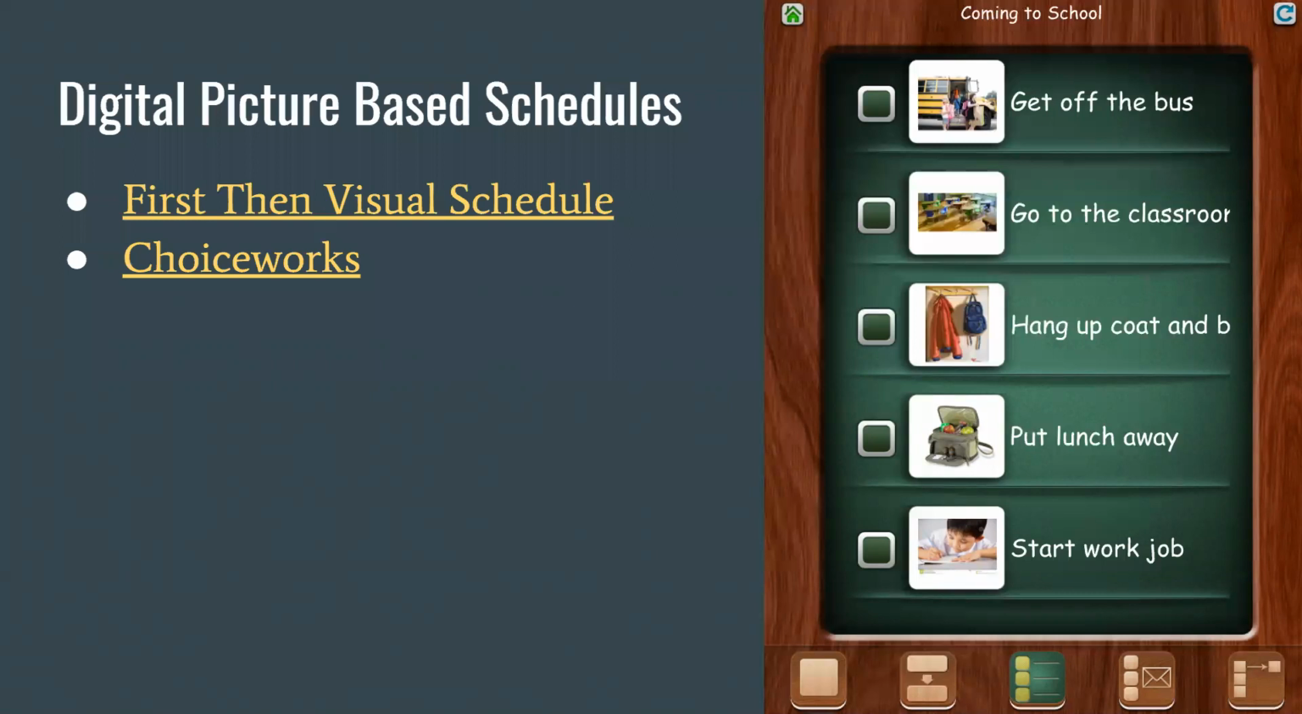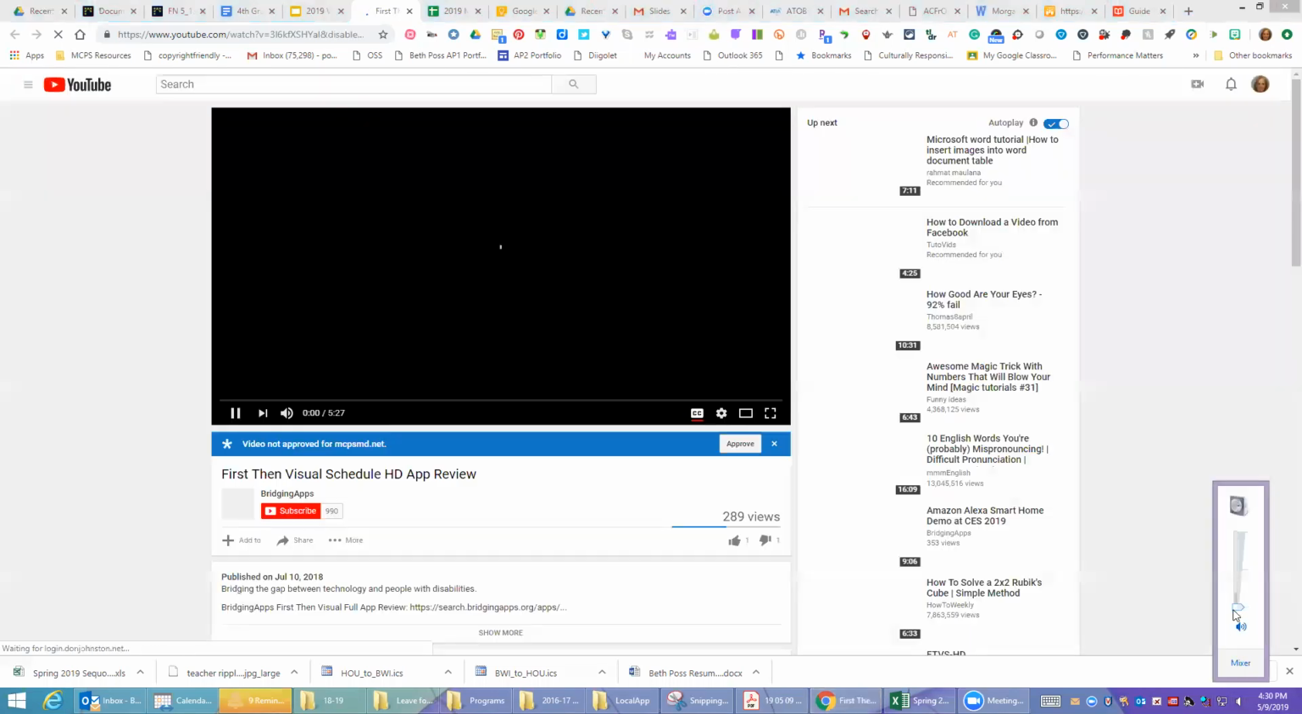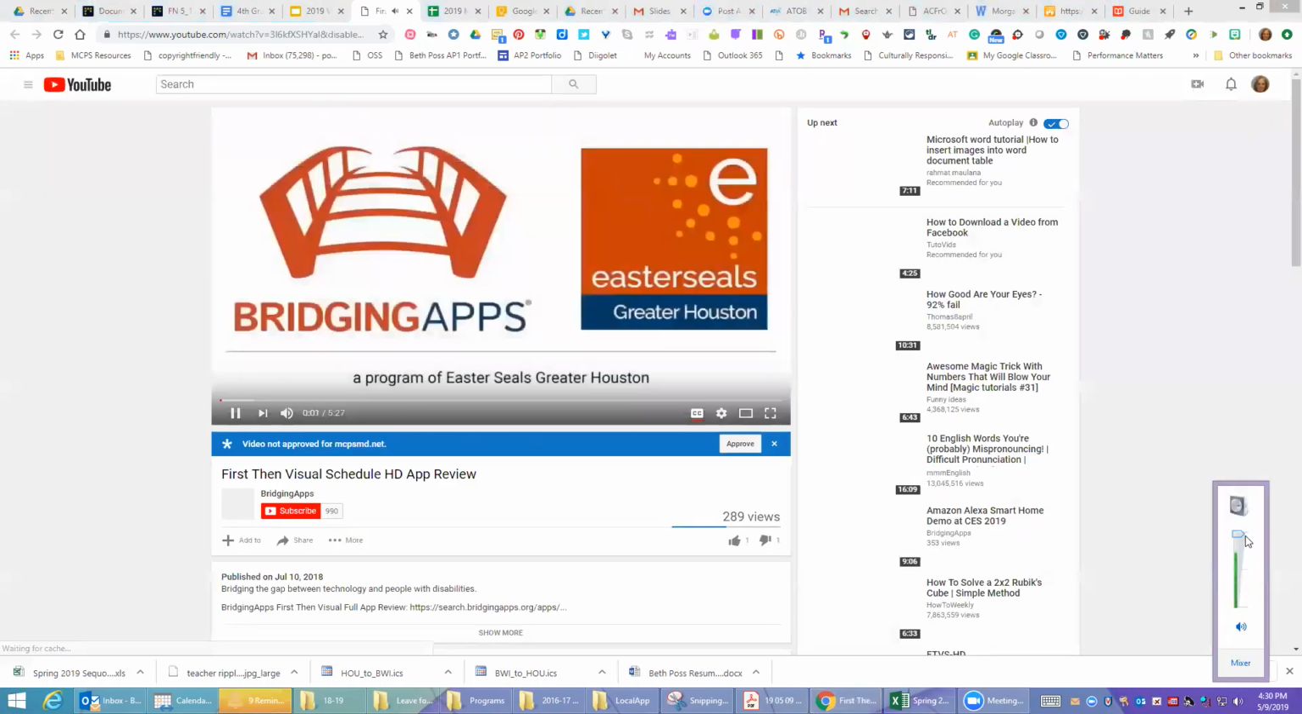So these are digital, the First Then Visual Schedule and ChoiceWorks Visual Schedule are two iPad-based, picture-based schedules that have a lot of different features. I'm going to go in and we're going to take a look at this video. And hopefully I'm going to turn up my audio so people can hear.